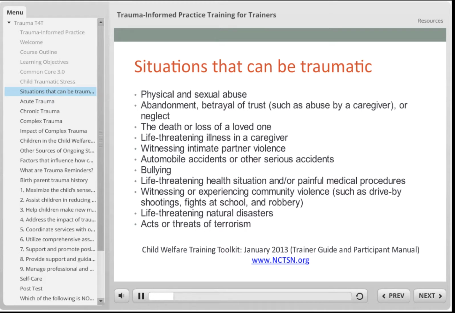This may include physical and sexual abuse, abandonment, betrayal of trust, such as abuse by a caregiver, or neglect, the death or loss of a loved one, life-threatening illness in a caregiver, witnessing intimate partner violence, automobile accidents or other serious accidents, bullying, life-threatening health situation or painful medical procedures, witnessing or experiencing community violence, such as drive-by shootings, fights at school, and robbery, life-threatening natural disasters, and acts or threats of terrorism.